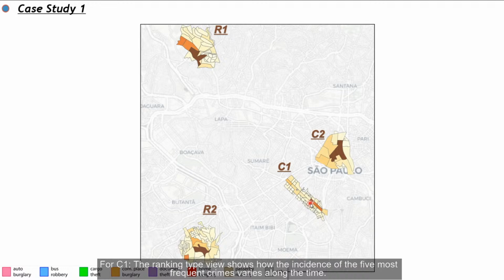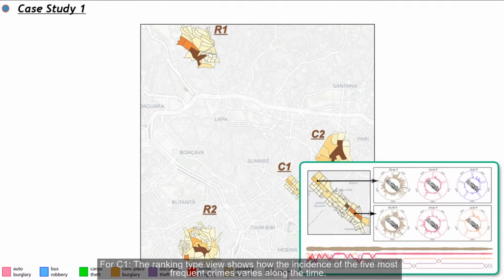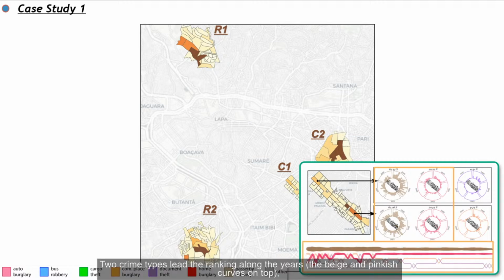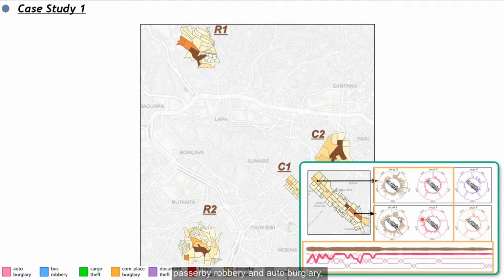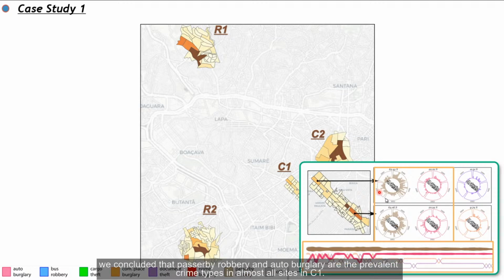For C1, the ranking type view shows how the incidence of the 5 most frequent crimes varies along the time. 2 crime types lead the ranking along the years, the beige and the pinkish curves on top, passerby robbery and auto burglary. Inspecting other sites by simply clicking on them on the map view, we concluded that passerby robbery and auto burglary are the prevalent crime types in almost all sites in C1.